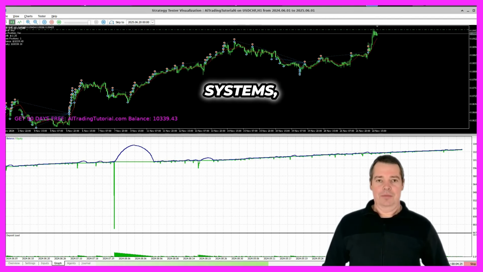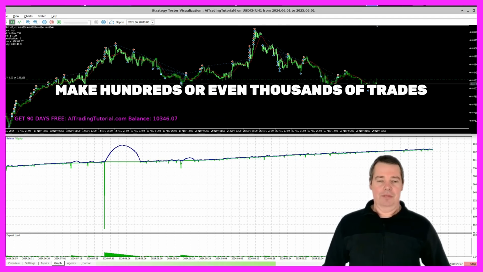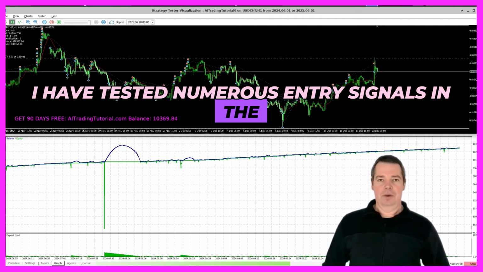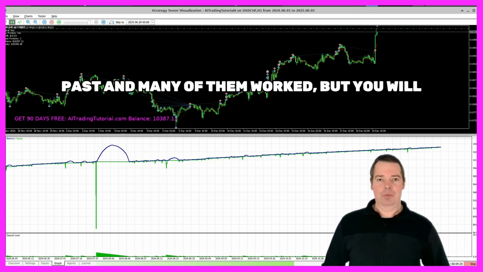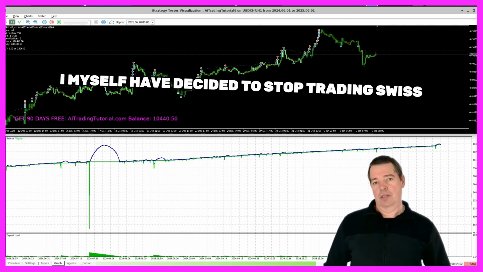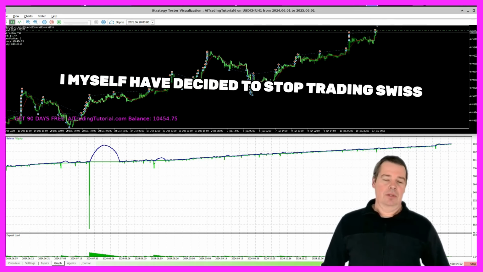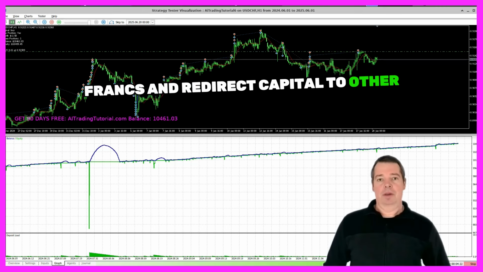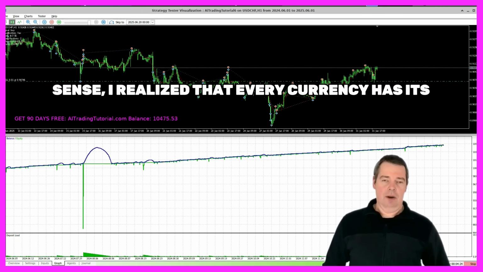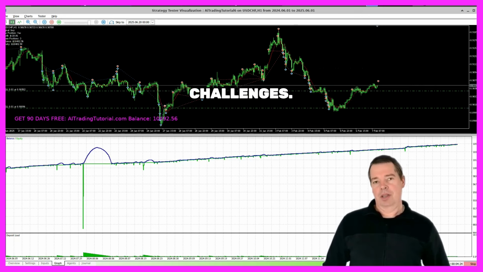With automated systems, it is possible to make hundreds or even thousands of trades in a matter of minutes. I have tested numerous entry signals in the past and many of them worked, but you will get the best results if you are careful when choosing strategies. I myself have decided to stop trading Swiss francs and redirect capital to other currency pairs. Even though I initially thought this made sense, I realized that every currency has its challenges.